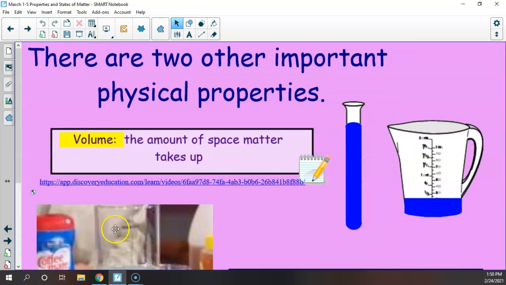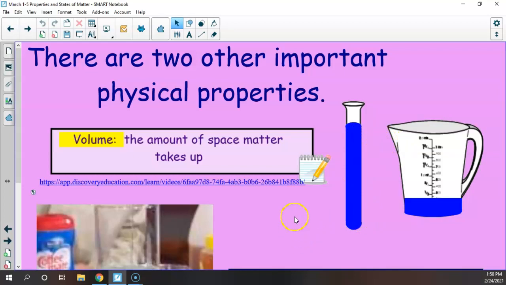There are two other important physical properties. One of them is volume. Now, volume is the amount of space matter takes up. Think of volume with liquids, and you can use a measuring cup to measure volume.